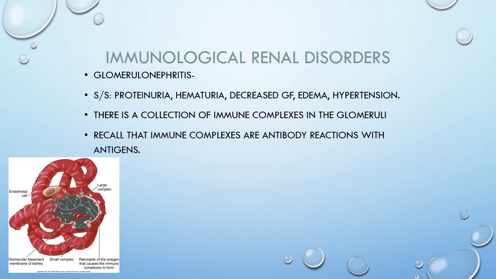Now we will discuss immunological renal disorders. There is glomerulonephritis, and signs and symptoms include proteinuria, hematuria, decreased glomerular filtration, edema, and hypertension. There's a collection of the immune complexes in the glomeruli, and recall that the immune complexes are antibody reactions with the antigens.